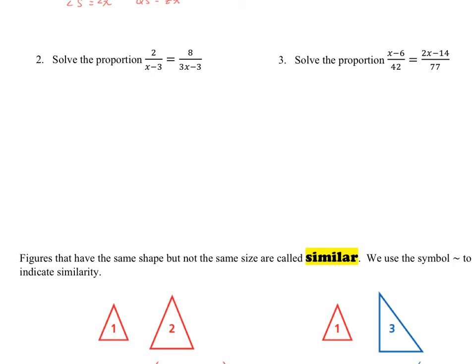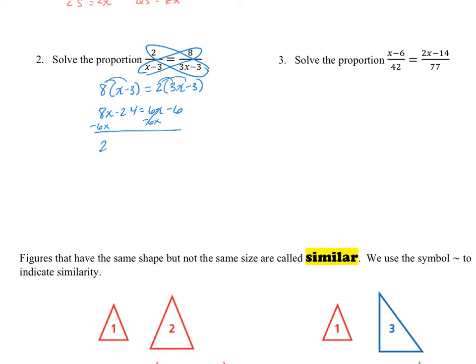Solving the proportion. To solve proportions, we cross-multiply. But just remember that we're multiplying times a binomial here, so it's 8 times x minus 3. That's going to be distributive property. And 2 times 3x minus 3. So now I distribute, and get the variables to the same side. Isolate the variable.